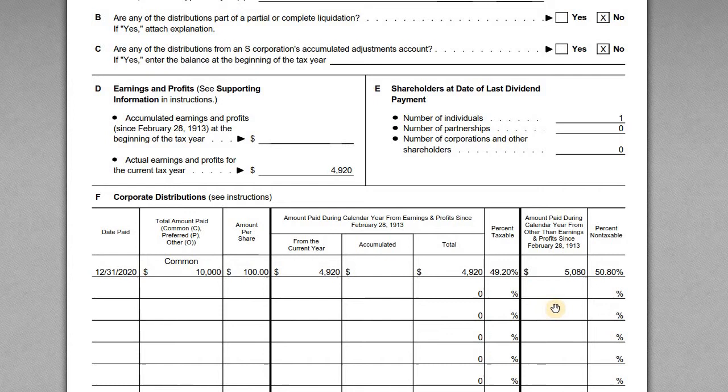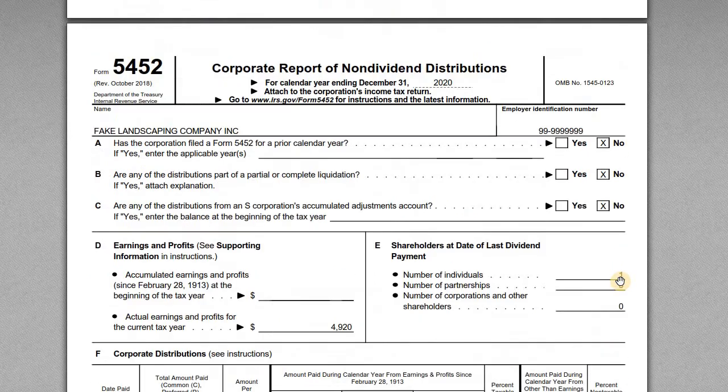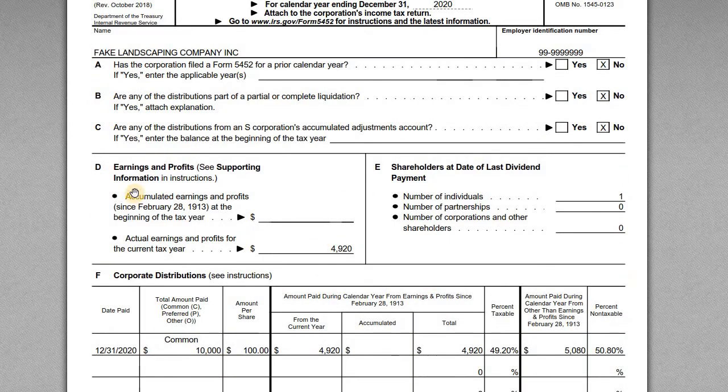And so the schedule here basically indicates what percentage is going to be taxable to the shareholder and what's non-taxable. So $4,920 is a taxable dividend to the shareholder, while $5,080 is a non-taxable non-dividend distribution. Okay, and then in section D here we have the E&P for the year to show what amount was paid out from E&P. And then this just asks for information on the shareholder. So in this case, we have one individual shareholder, and that's it.